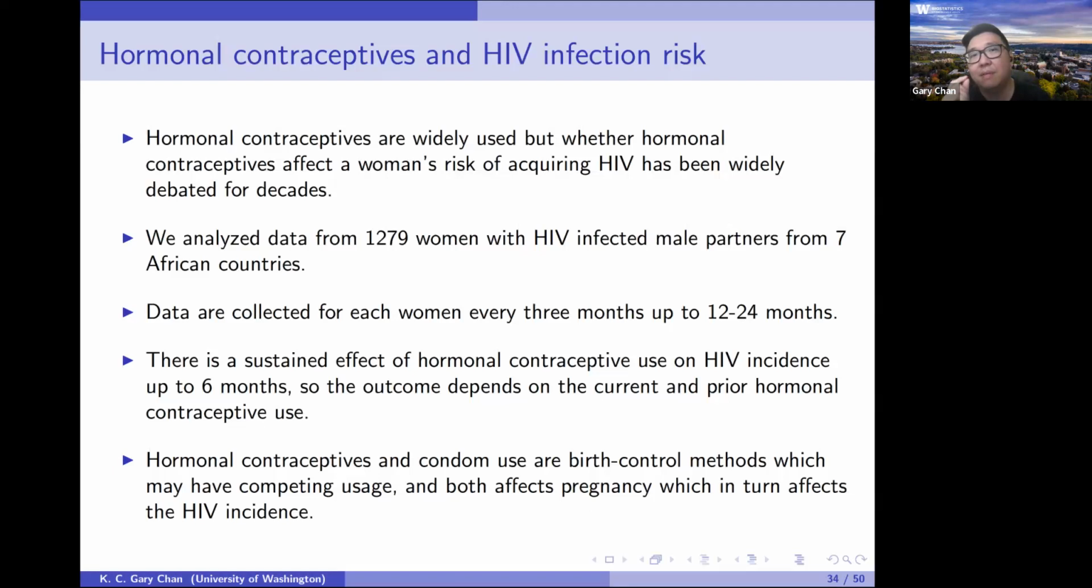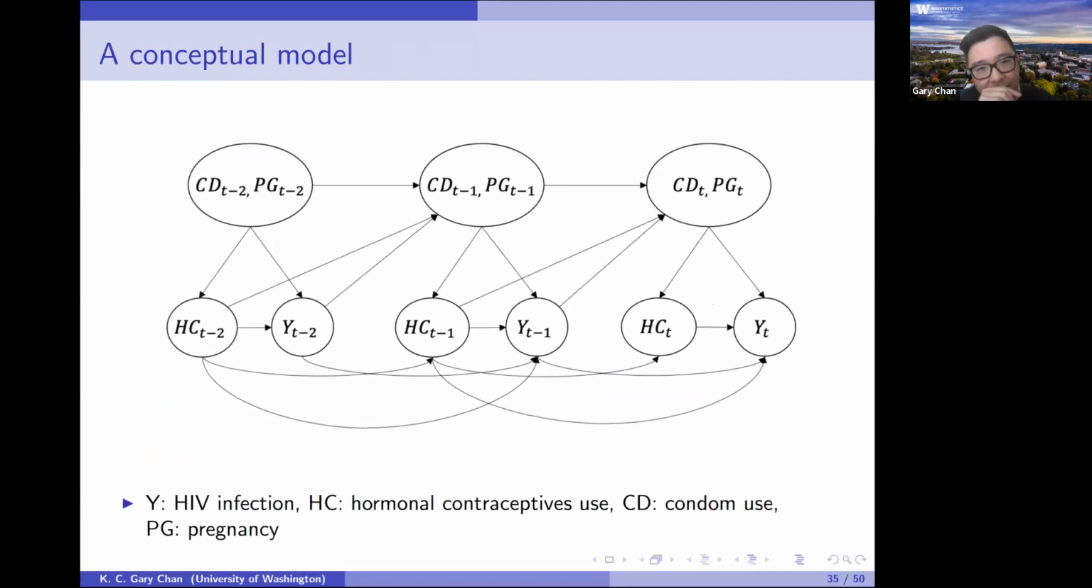But you're going to see that condom use and birth control methods are actually intermediate variables, because they change with whether people are taking hormonal contraceptives over time. So the conceptual model is something like this, which is a bit complicated, but basically you have the HIV infection endpoint measured every 3 months. Then you have the exposure of interest, hormonal contraceptive use, over time, every 3 months. And then you also have condom use and pregnancy indicators every 3 months.